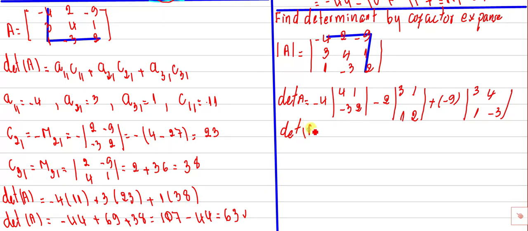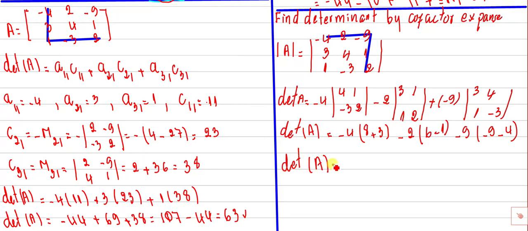Determinant of A: this one is minus 4 and this one is 8, plus 3. Minus 2 is 6, minus 1. Minus 9 is minus 9, minus 4. So the determinant of A is equal to 4 and this one is 11, the result, minus 2 and 5, minus 9 and minus, this one is 13.